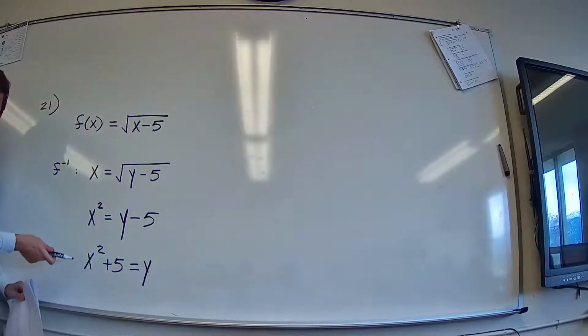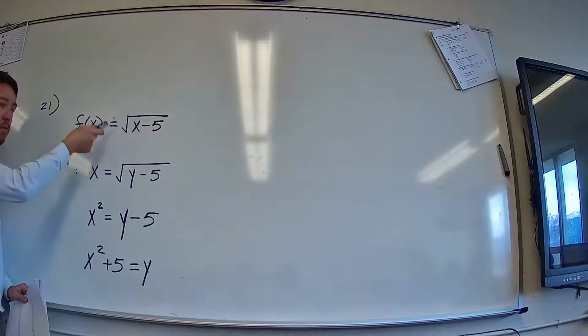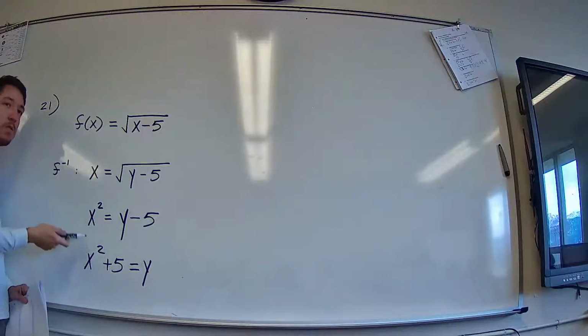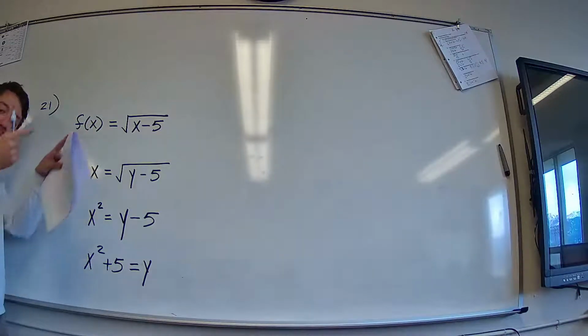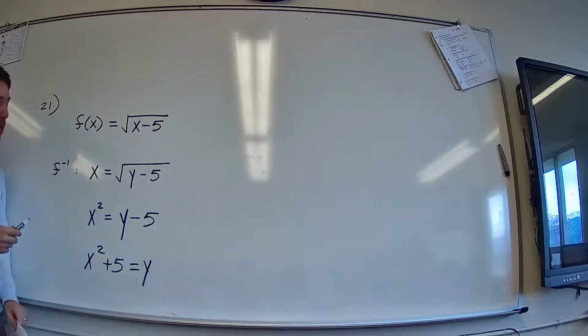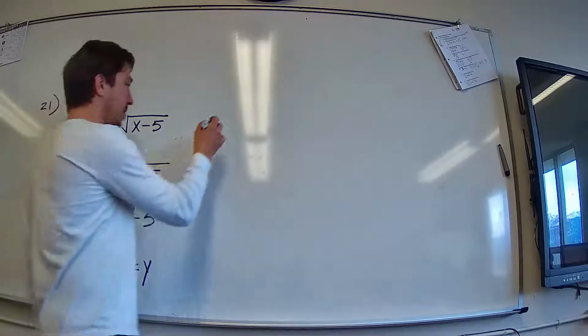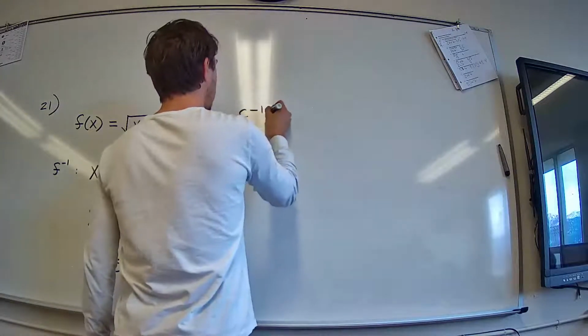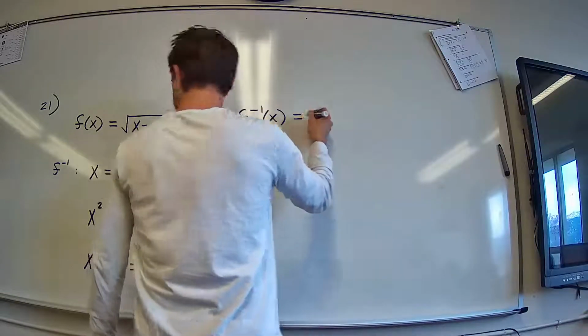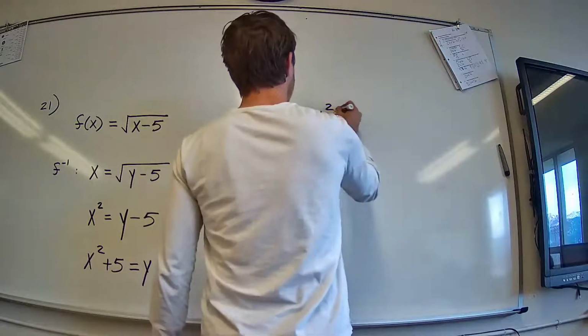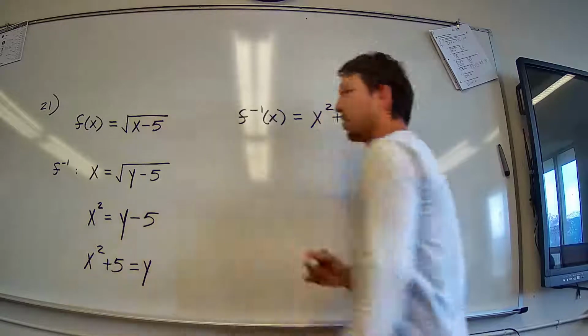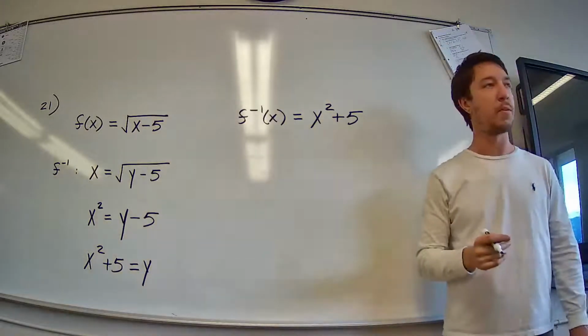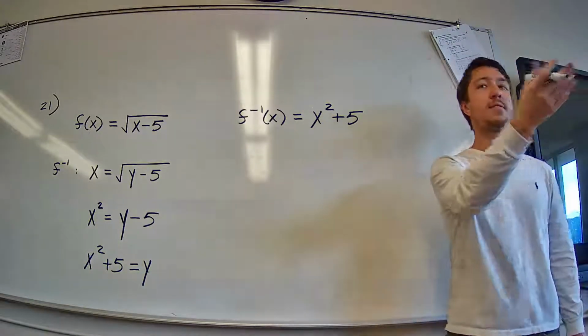By the way, do you see the order of operations? Subtract 5, square root is turning into square, then add 5. The order is being reversed. So my inverse function, first of all, is x squared plus 5. Meaningful pause. Domain restriction. Yes, this.